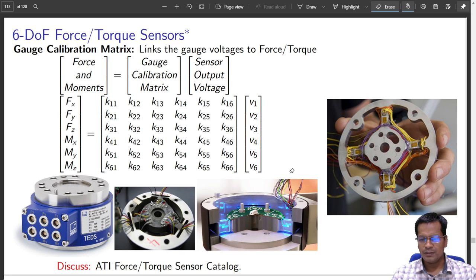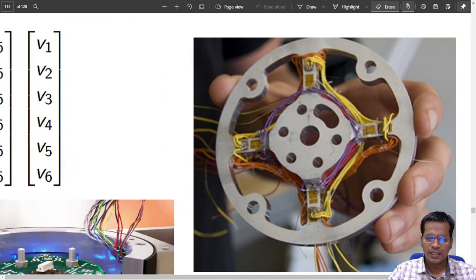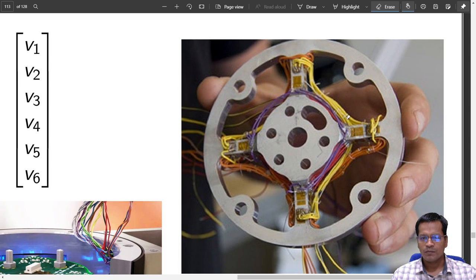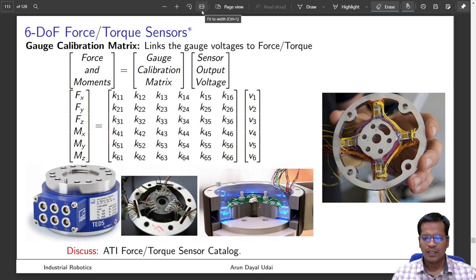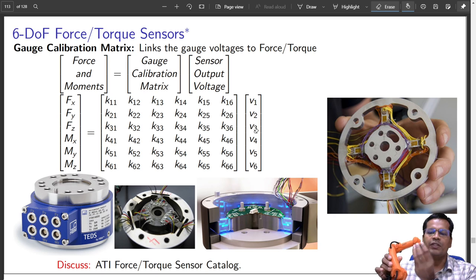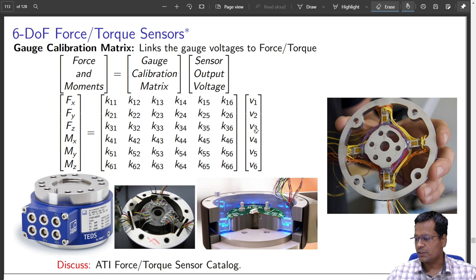And grossly it can look something like this. Some researcher has published it, I have just picked it up from there. You see, rosettes are clearly visible. It is pasted on an element which is like this. So you can have a structure which is something like this. So this is how a six-dimensional force-torque sensor works. This is known as a six-axis force-torque sensor, and that is normally fitted over here.